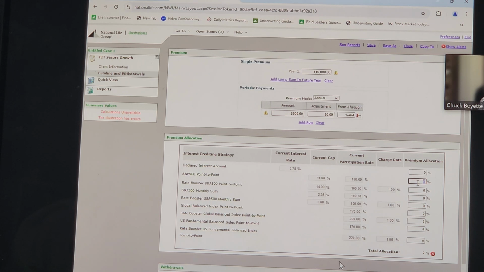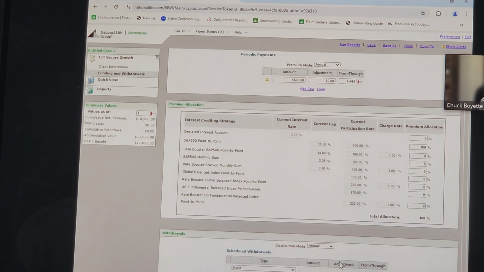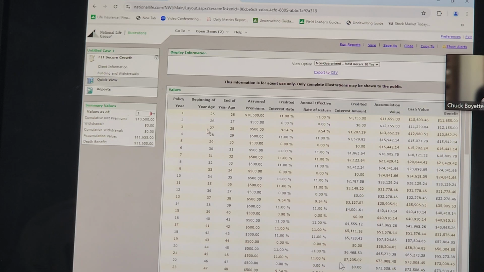She's going to put up 100% of her money into the S&P 500. There is no dollar cost averaging account on this one with secure growth and select income. And you don't have to show withdrawals for an accumulation product. You can if you want to. There is no glare to it, but you could show withdrawals. But we're not, and we're going to go to quick view, and you can see she put in $10,000.